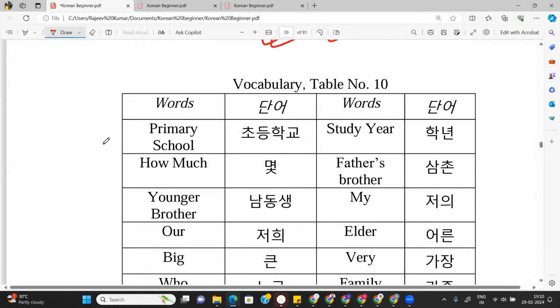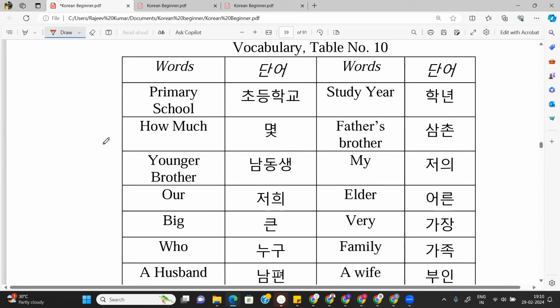Let's read the table. Okay. Primary school. Read this one also. No, it will be memorized now. This one, read this one also. Words now. Okay. Read the dano English first. Read English words. Okay, words dano. Now next is read primary school.